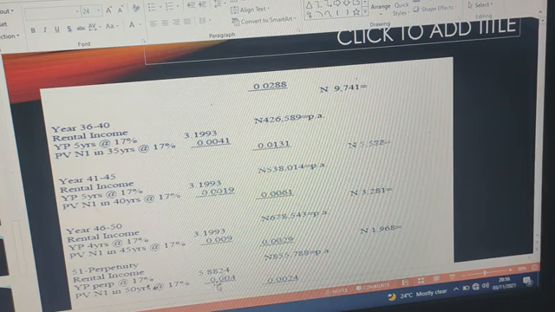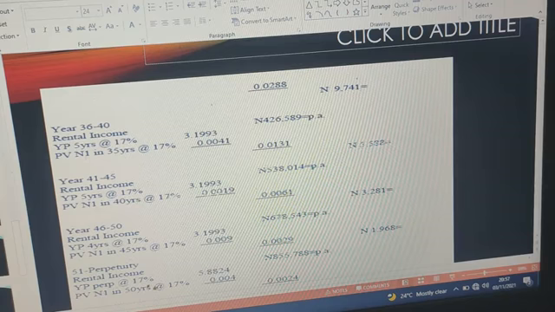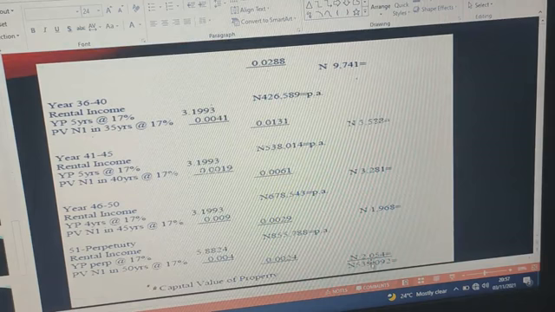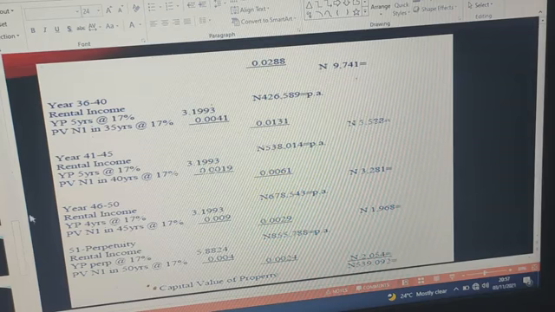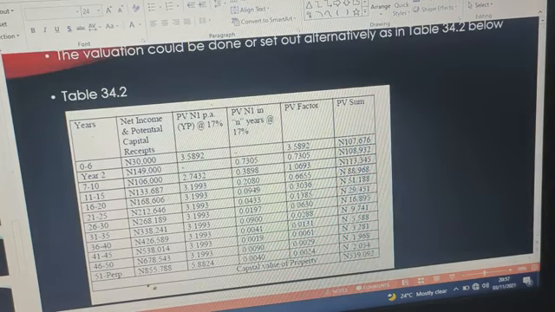PVN1 in 50 years at 17%: 0.004, 0.0024, and 2,054 equals. Capital value of property and 539,092 equals. The valuation could be done or set out alternatively as in Table 2 below.